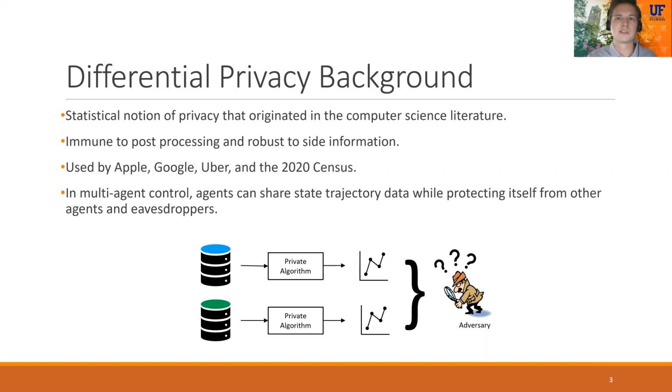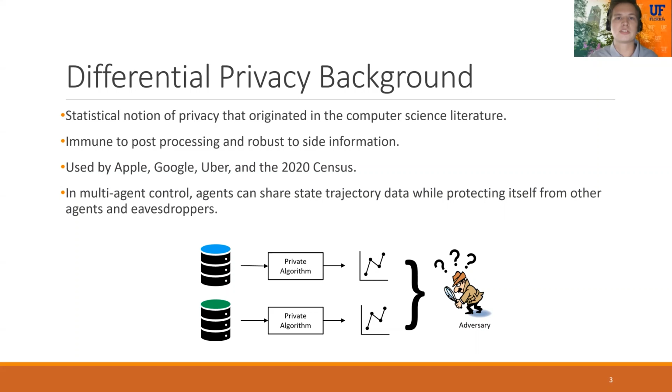Differential privacy is a statistical notion of privacy that originated in the computer science literature, and it has recently been extended to dynamic systems. To illustrate the goals of differential privacy, we have an example here. We have two databases that differ in one entry. Here, the blue and green entries are different, and everything else in the database is the same. A differentially private algorithm states that these two databases should produce outputs that are approximately indistinguishable, such that an adversary would not be able to reliably distinguish between these two outputs.